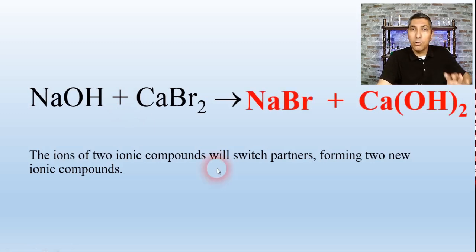Now, don't forget that you do have to consider the charges whenever you're writing the formulas of these substances. Na and Br have charges that cancel out, +1, -1. Calcium and hydroxide have ion charges that do not cancel out, +2, -1. So that's why we have to have the parentheses and the 2 right there. So that's the rule for double replacement reactions. The ions of 2 ionic compounds will switch partners, forming 2 new ionic compounds.